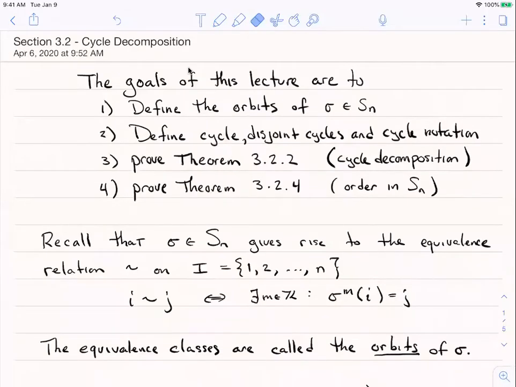Hey, welcome back to Abstract Algebra. In this video lecture, we're going to look at the material in the second section of the symmetric group chapter, 3.2, and I want to tell you something about something called cycle decompositions.